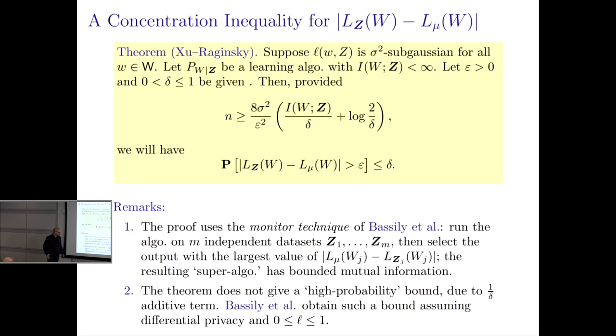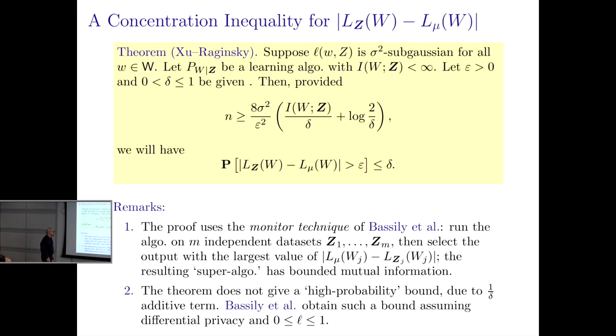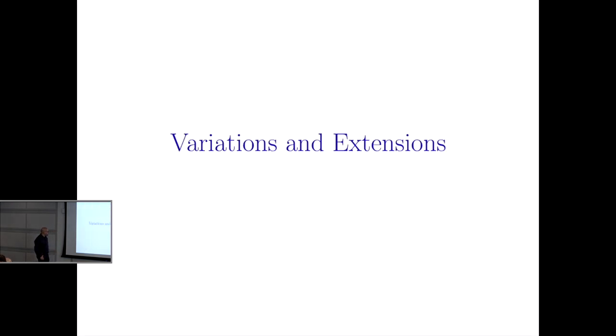Okay, thanks for coming back for the second part. So there was this concentration inequality for the generalization gap. Now I also want to mention a couple of results that tighten the mutual information bound.